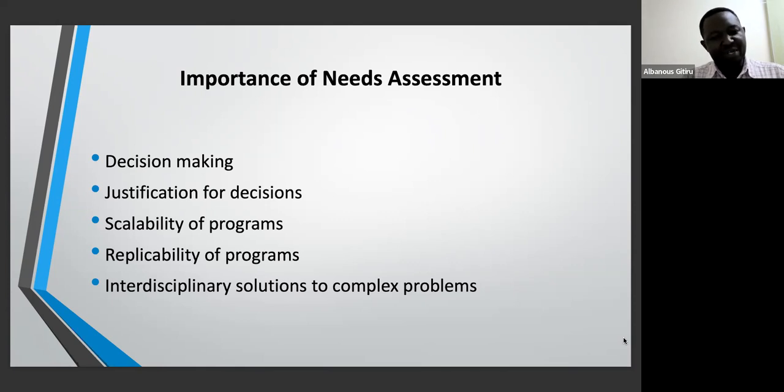The last but not least is interdisciplinary solution to complex problems. There are times you have problems that cut across different disciplines. For you to understand complex problems, you will need to break them down. The process of breaking them down into phenomena that are understandable is the work that we leave to the needs assessment experts. Next slide.